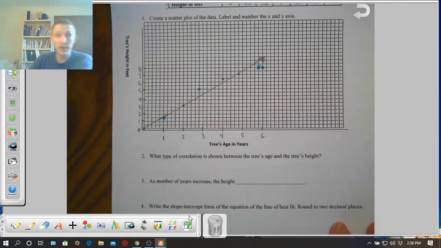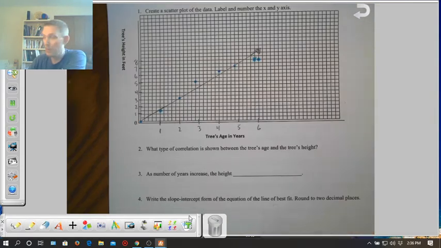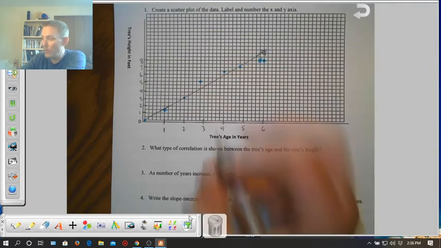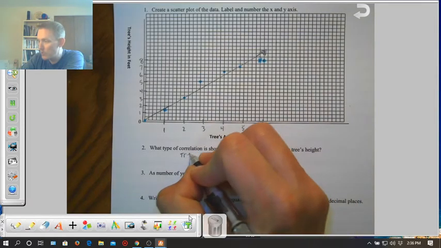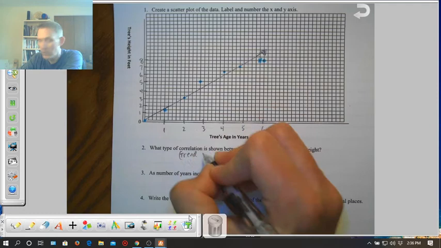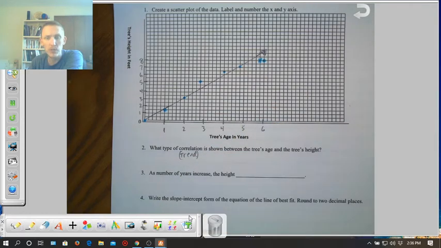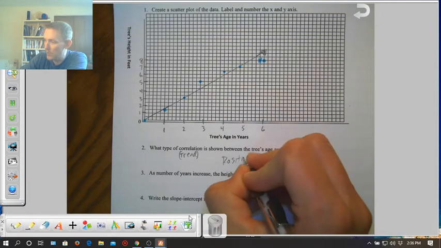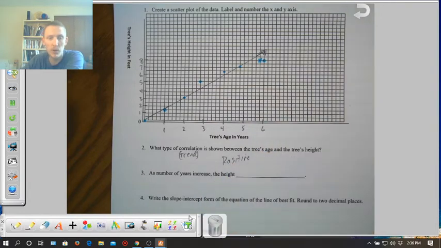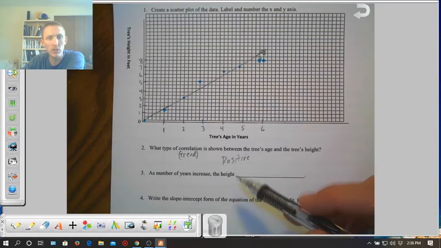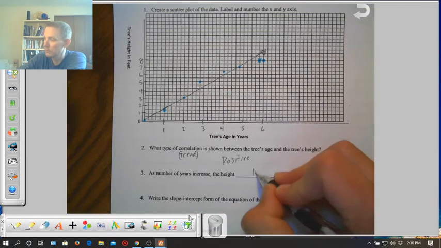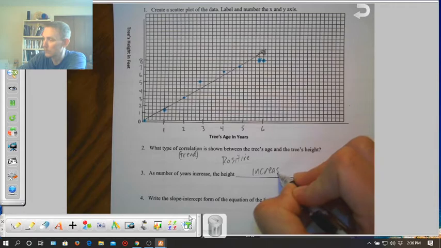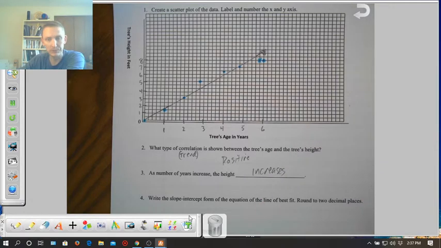Well, let's go through and now look at the questions. What type of correlation? Remember, correlation means trend is shown between the tree's age and the tree's height. And we're going to say that it is a positive trend or a positive correlation. As the number of years increase, the height increases.